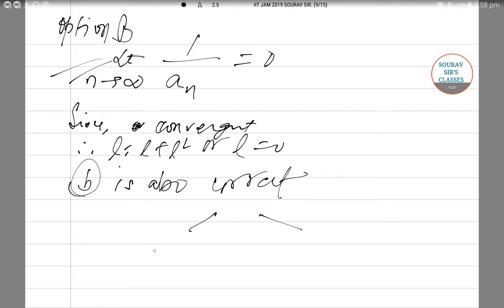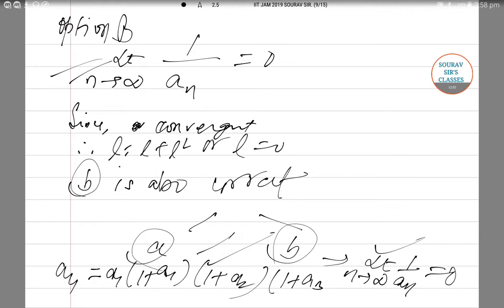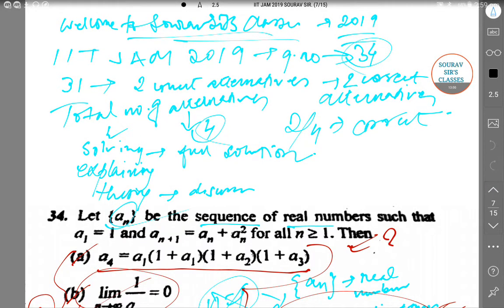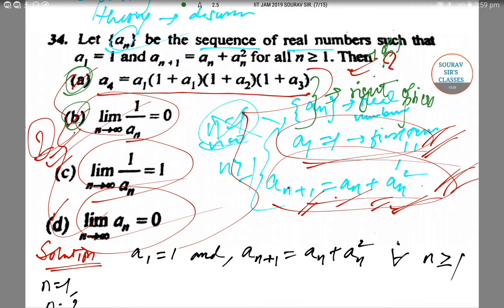So we have got the two alternatives. One is A, another is B. One is a4 should be equal to a1 (1 plus a1)(1 plus a2)(1 plus a3), and in the other we have got that the limit of 1 by the sequence an is equal to 0 when n tends to infinity. So these two options are correct options. Now what we found is that option A and option B are correct. So let's move back to the question. This is the question, and we can easily see that option A and option B are the right options.